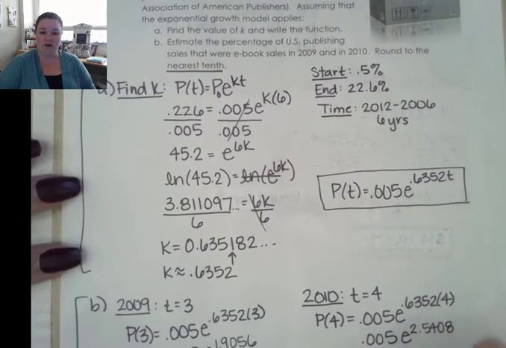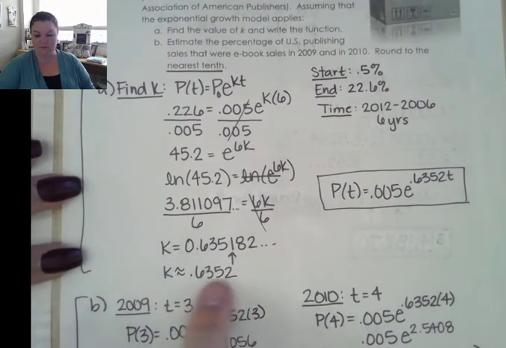So notice if we're solving for k, we want it to be super accurate, so make sure you're saving at least 4 decimal places. So in this case, k would be about 0.6352. And now that we know our k, we can go ahead and write our function.